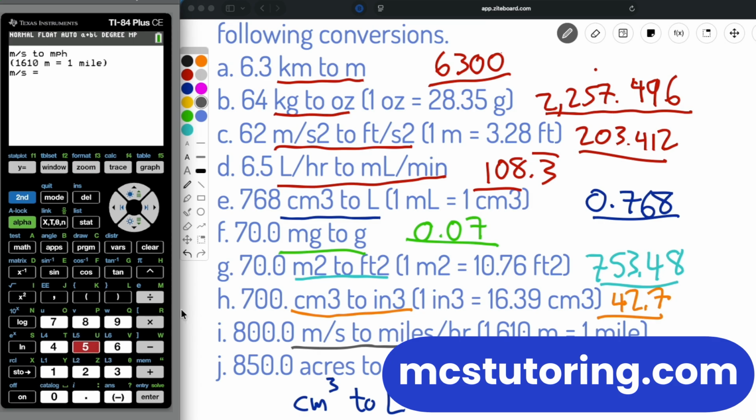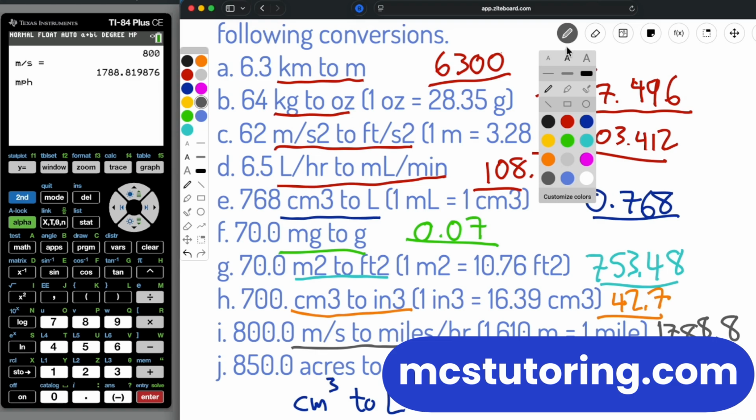I put it as mph. That's how it's commonly referred to in the US. Okay, 800 meters per second. And then it looks like we have, that is actually pretty fast because basically you're doing 8 soccer fields per second. So that is pretty fast.